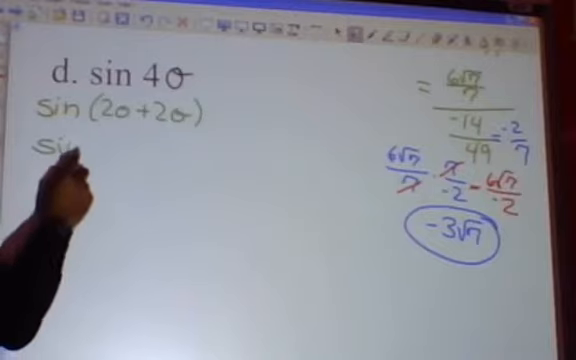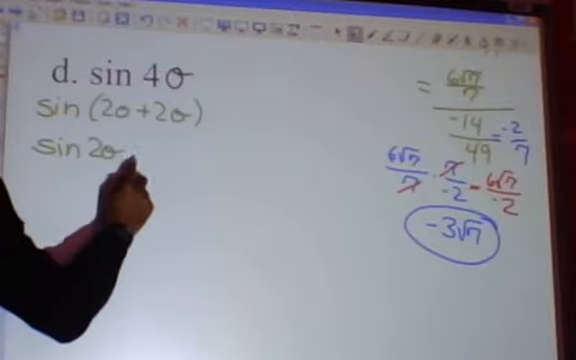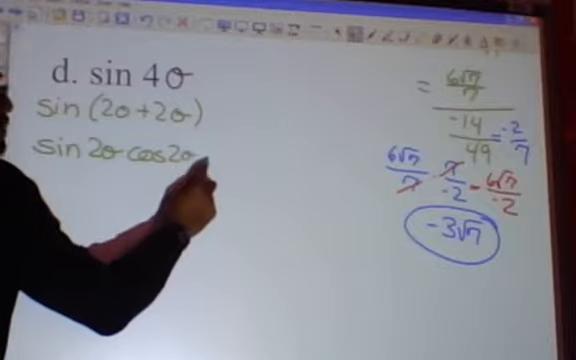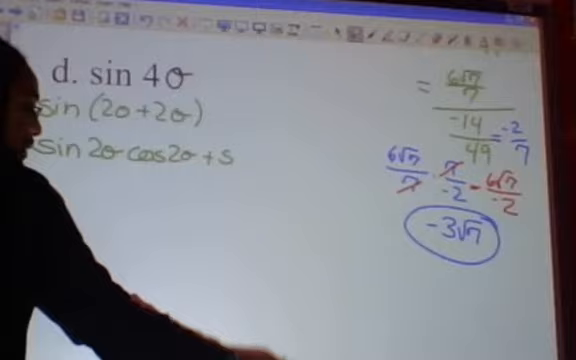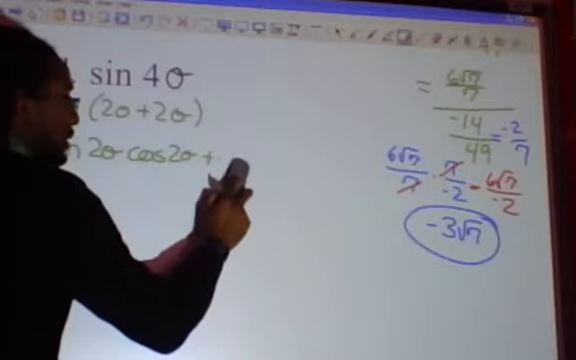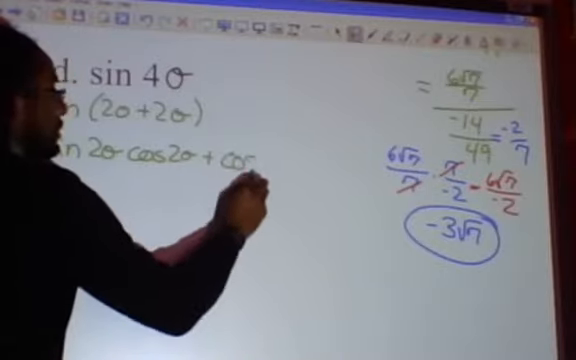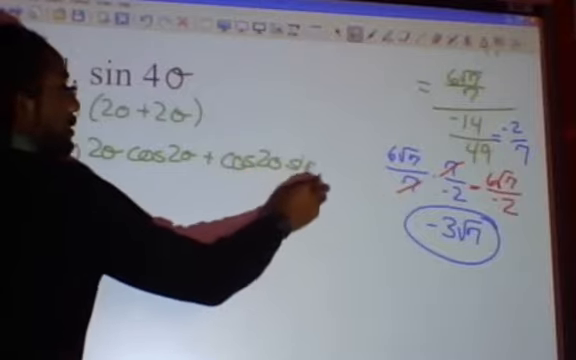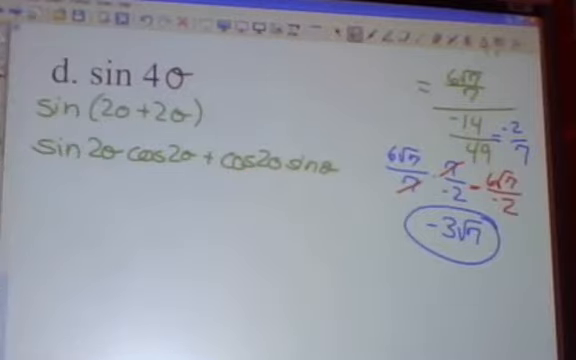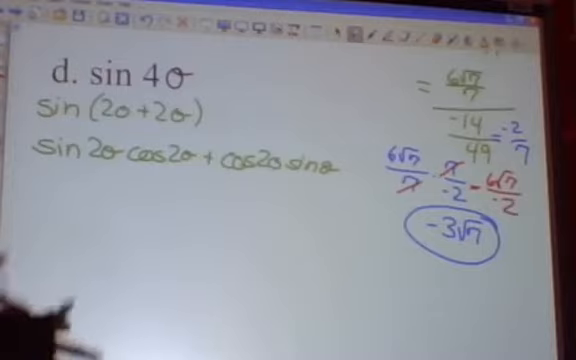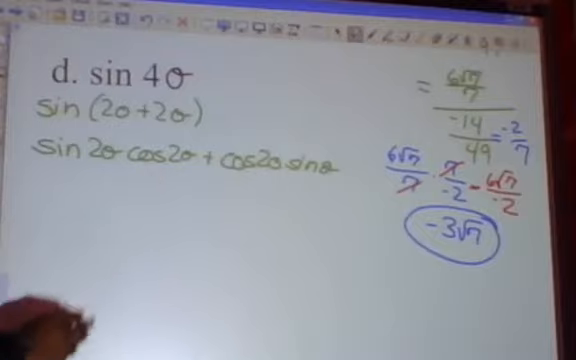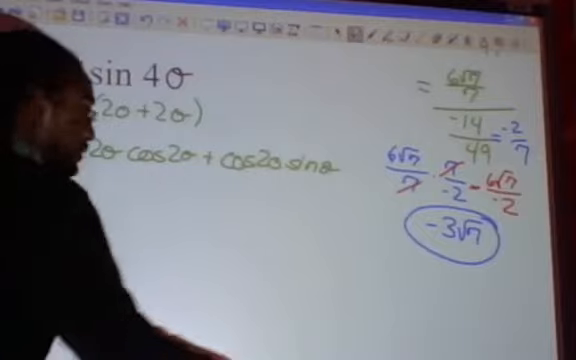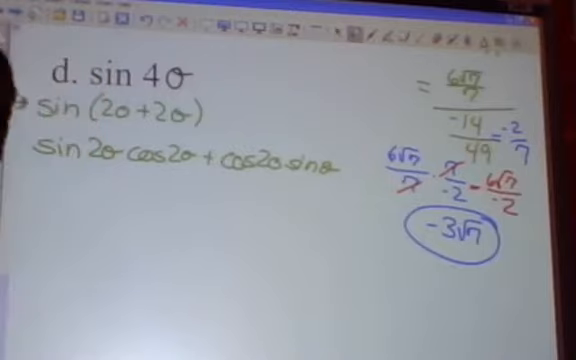So that's just sine 2 theta cosine 2 theta plus, for the same sign, cosine 2 theta sine 2 theta. Now we're going to fill in all the information that we know, because we found sine 2 theta on A and we found cosine 2 theta on B. So we just substitute those numbers in here, and then we just multiply them and add them together, and then we're done.